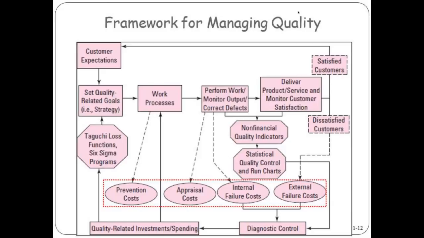Within your processes, you identify ways to prevent problems. Those are called preventative costs. At the end of your work process, you do inspections and things like that to make sure that inadequate goods are not put out the door. Those are appraisal costs.